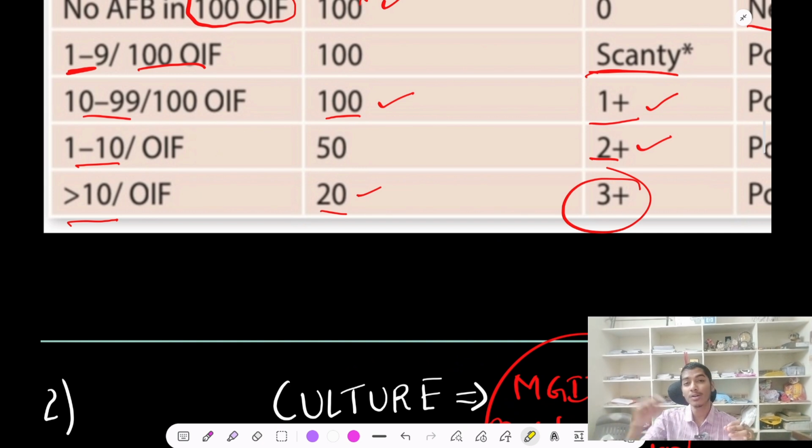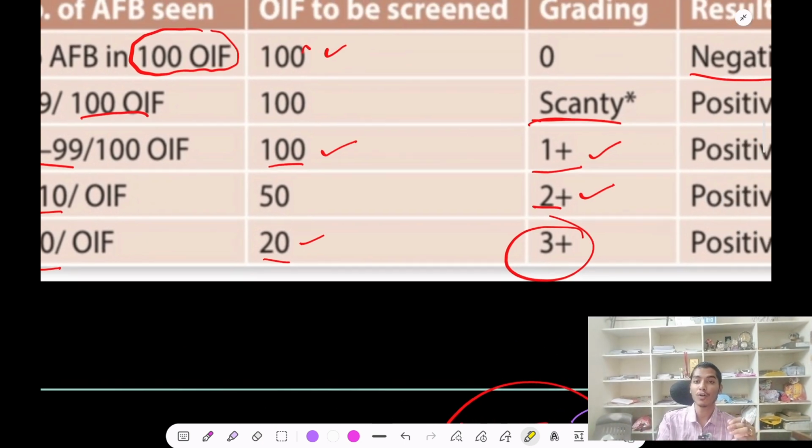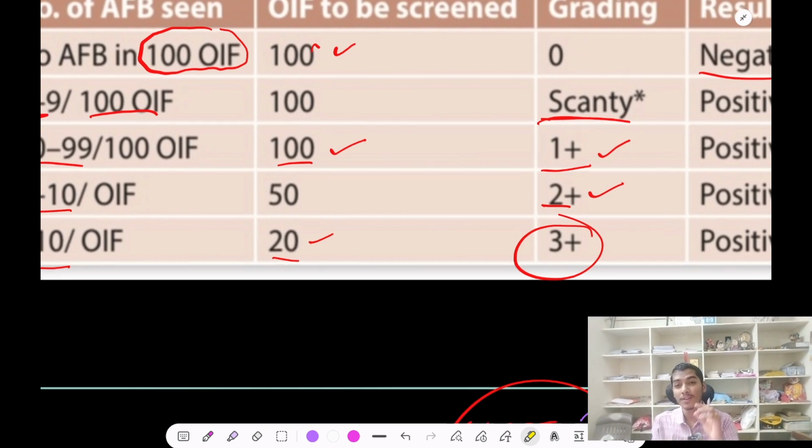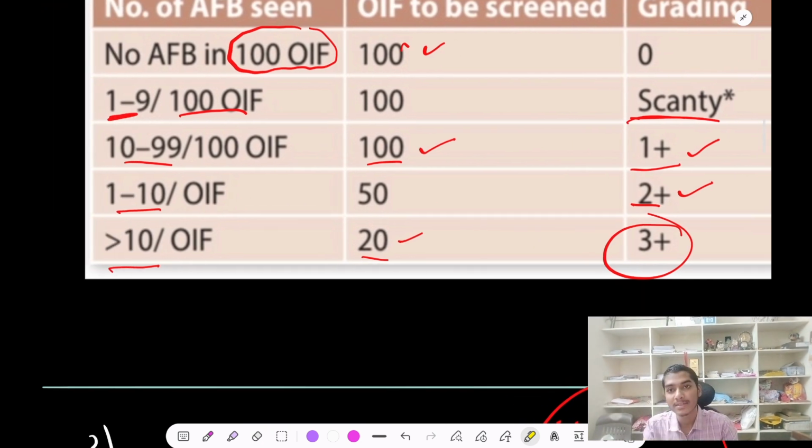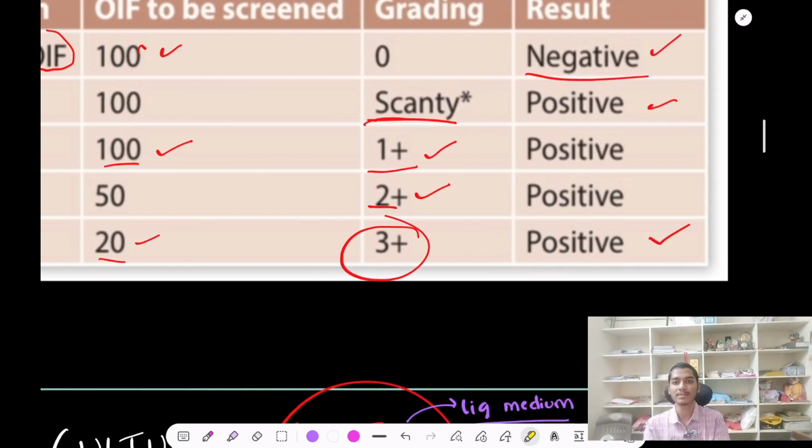And if you see more than 10 acid fast bacilli per oil immersion field and you have observed 20 oil immersion fields, then for one oil immersion field you are having more than 10 bacilli, and you have examined 20 oil immersion fields. That is, consistently you are having more than 10 bacilli per oil immersion field. Then it is 3 plus grade and it's a very high bacillary load.